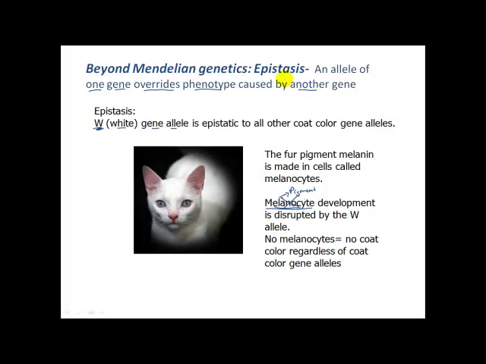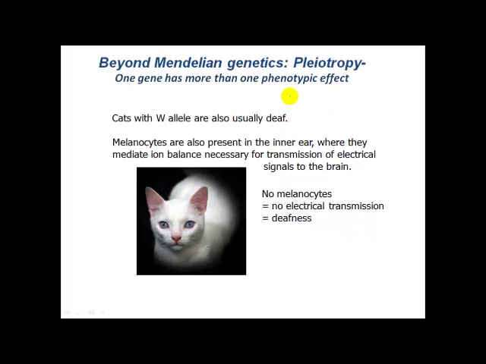So that's epistasis. This coat color inheritance also demonstrates another interesting pattern, and that's what's called pleiotropy. Pleiotropy is where one gene has more than one phenotypic effect, right? More than one phenotypic effect. And the way that we see this playing out with the W allele of the white gene is that cats who inherit that W allele are not only white, lacking pigmentation because they lack melanocytes, but they're also usually deaf.